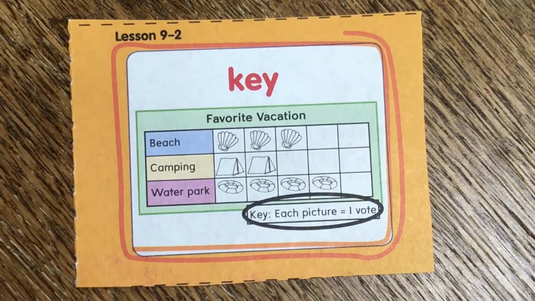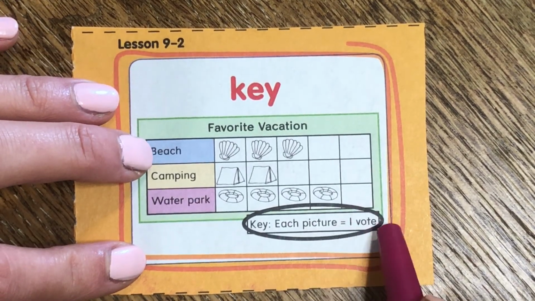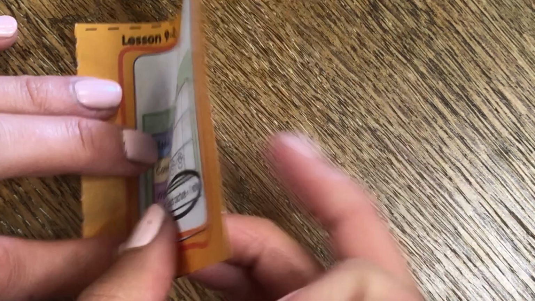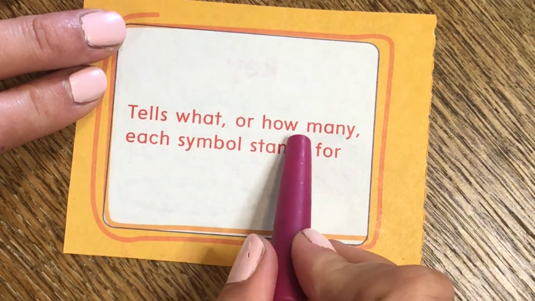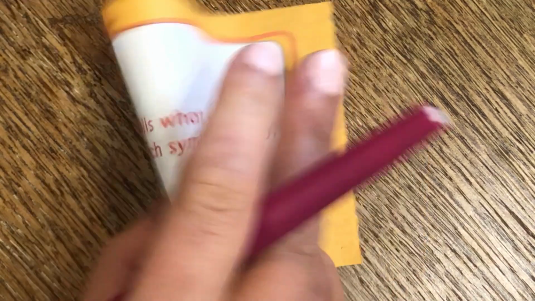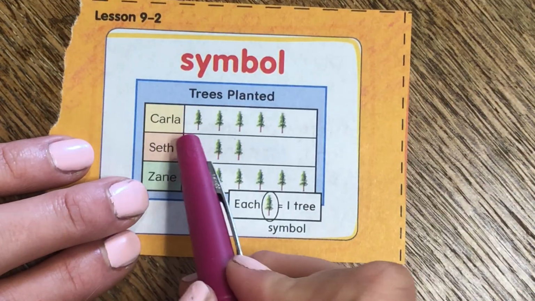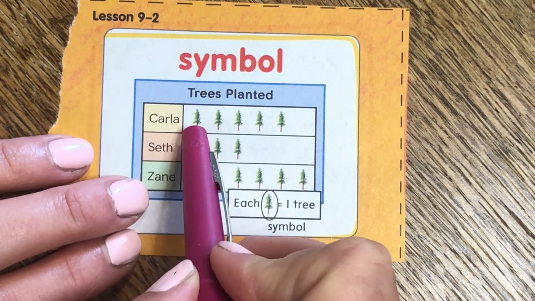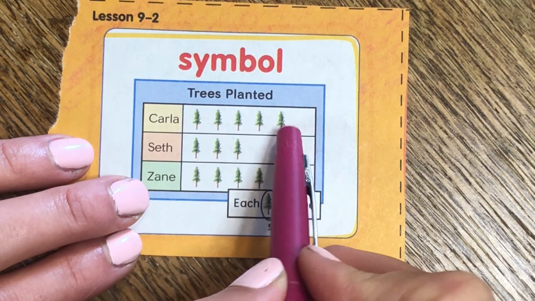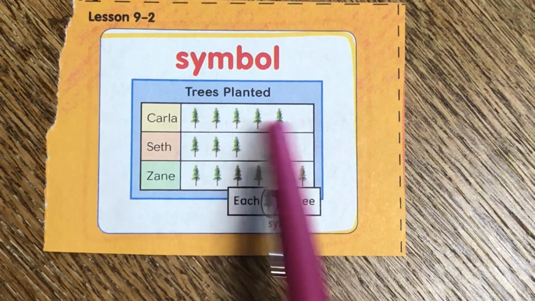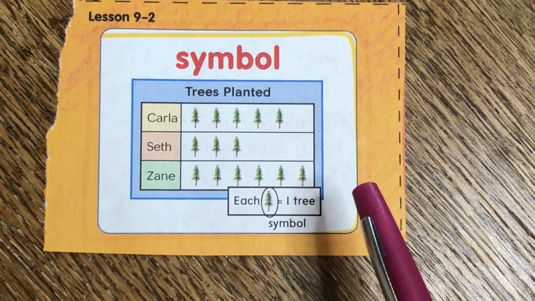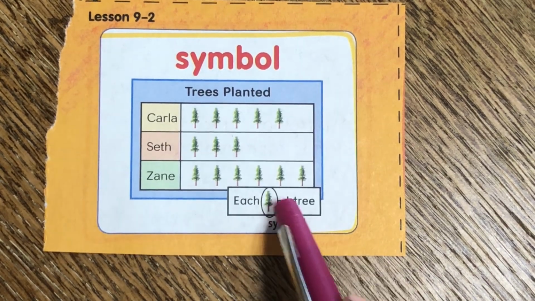And a key tells me how much each picture represents. So in this case, each picture represents 1 vote. So a key tells what or how many each symbol stands for. So this could say, right here, that each tree equals 5 trees. So that would mean that Carla would plant 5, 10, 15, 20, 25. That's very different from 5, right? So you have to really pay attention to that key to see what each symbol represents, okay?